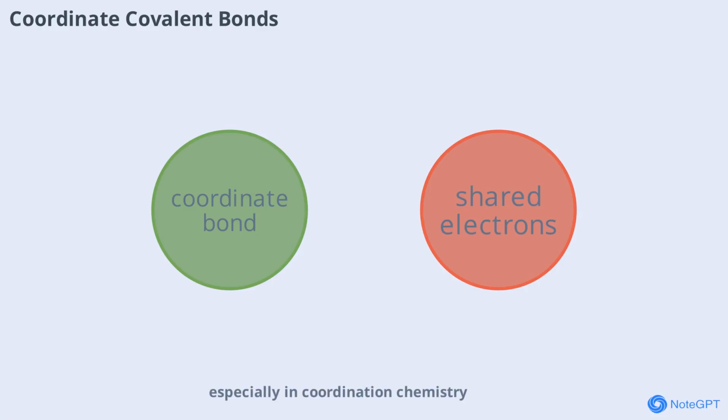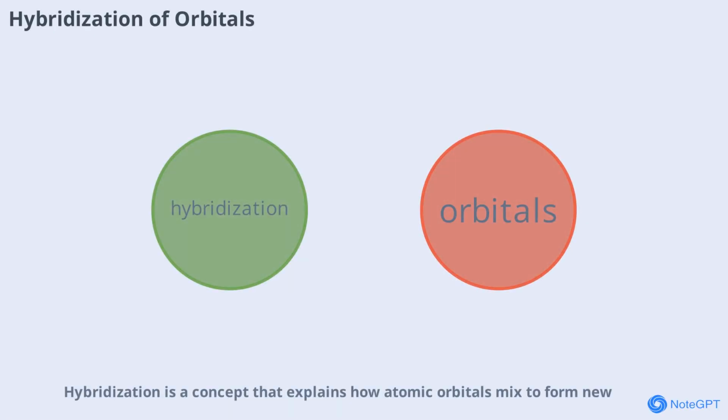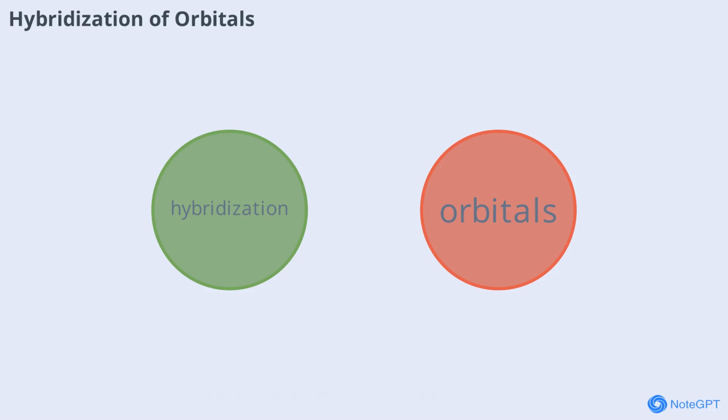Hybridization is a concept that explains how atomic orbitals mix to form new equivalent orbitals for bonding. For example, in methane, carbon's orbitals hybridize to form 4 identical bonds with hydrogen. Hybridization helps explain the shapes and bond angles of molecules, making it a key idea in modern chemistry. Understanding hybridization allows chemists to predict molecular structure and reactivity more accurately.